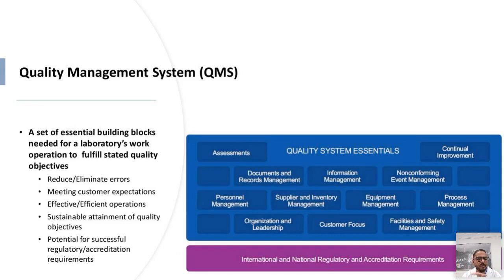And the quality management system is basically a set of essential building blocks, as you can see in front of you. Those building blocks are needed for laboratory operation and in order to fulfill stated quality objectives. Now, when we talk about quality, we talk about assuring that you are delivering an accurate result in a timely fashion to your customers, whether the physician, the patients, and so on. So this is what it basically is.